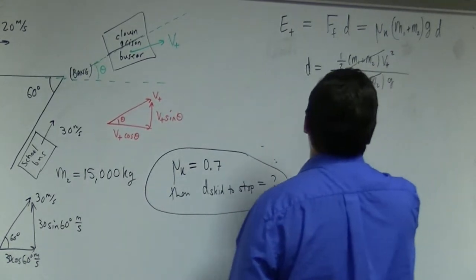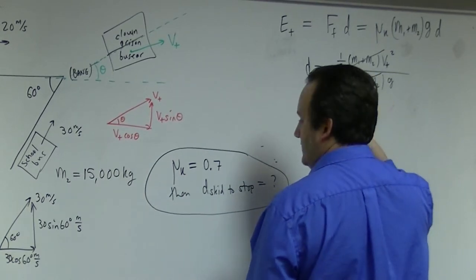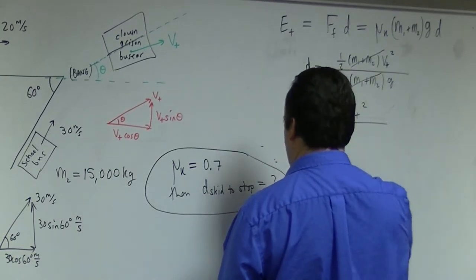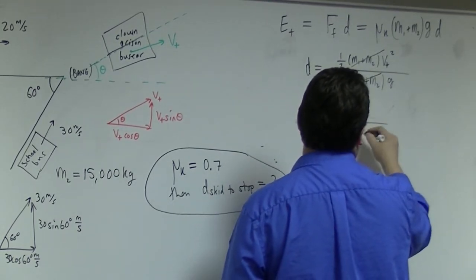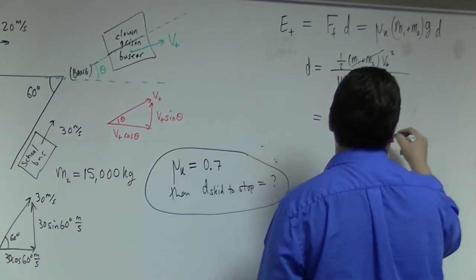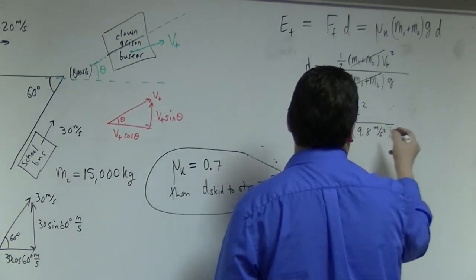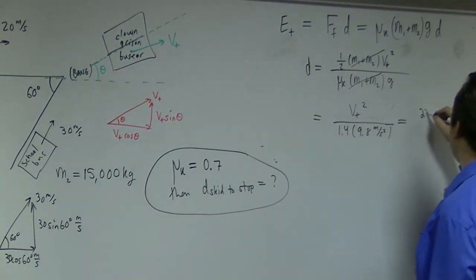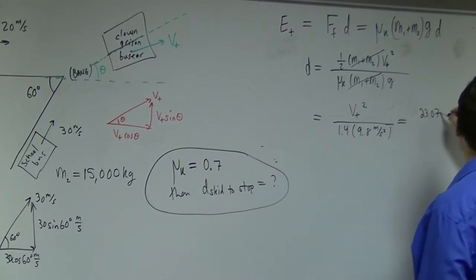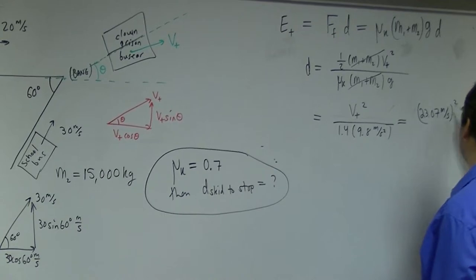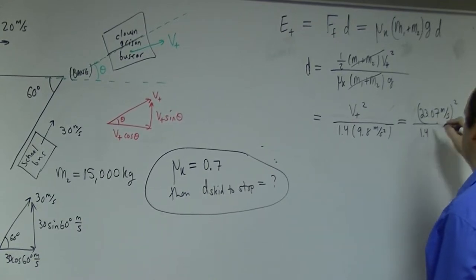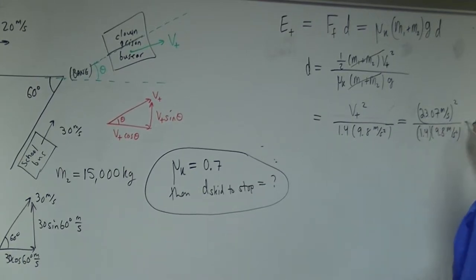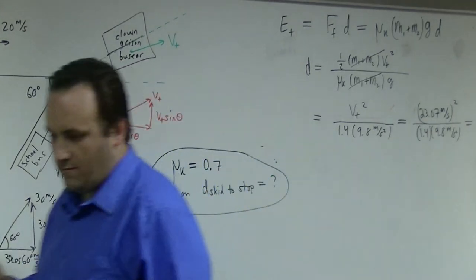And so all we really have to calculate is d plus squared divided by 2 times 0.7, which is 1.4, times 9.8 meters per second squared. Let's see here, d plus is what though? 23.07 meters per second. Divided by 1.4 times 9.8. What do we get?